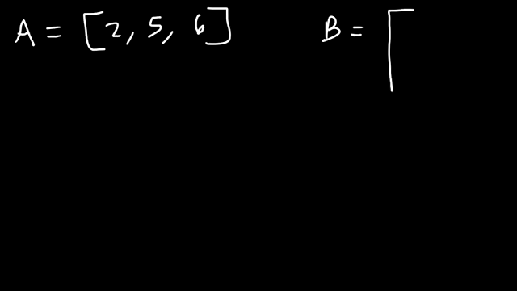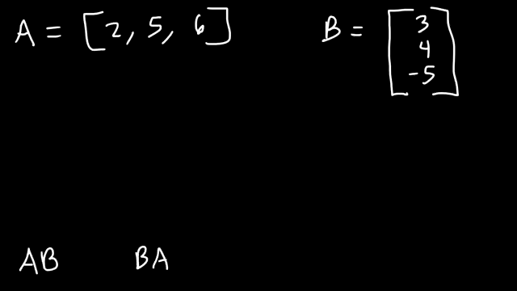In this video, we're going to focus on multiplying matrices. So let's say we have matrix A and it has the elements 2, 5, and 6, and matrix B contains the elements 3, 4, and -5. So let's find the product of AB and BA.